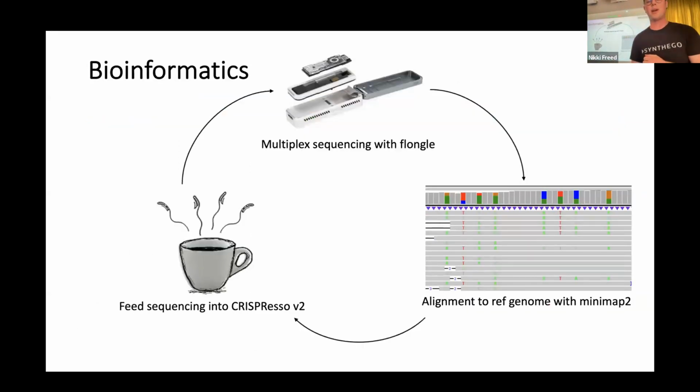In terms of our bioinformatics, we have a very simple bioinformatic pipeline. We use the Flongle. We multiplex sequence amplicons on the Flongle. We align the sequences to a reference genome using Minimap2, or the human reference genome. And then we could probably create a software or design an algorithm to sort this out for us, but we just chuck our sequences into something called CRISPResso2, which is actually made for Illumina sequencing. But because the nanopore sequencing accuracy is high enough, CRISPResso handles it beautifully.